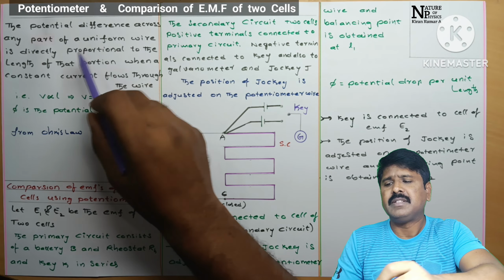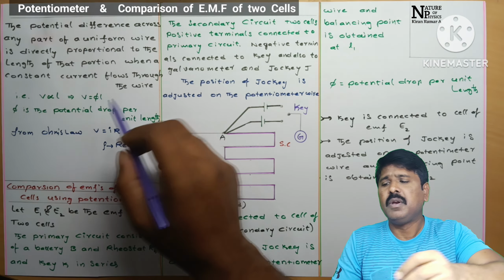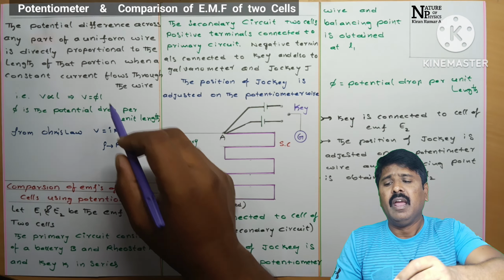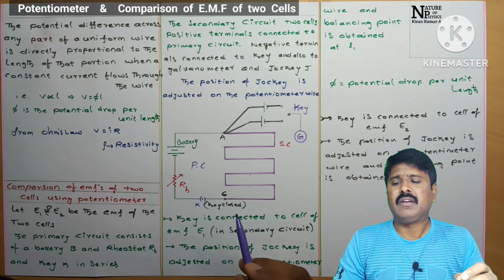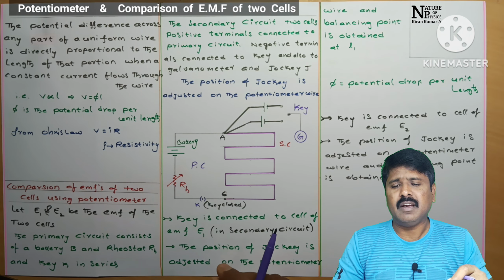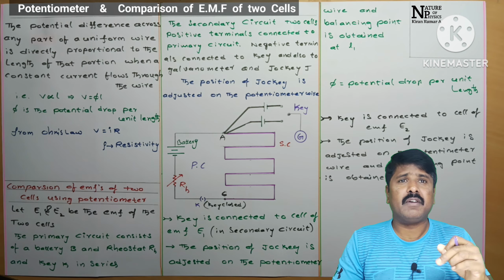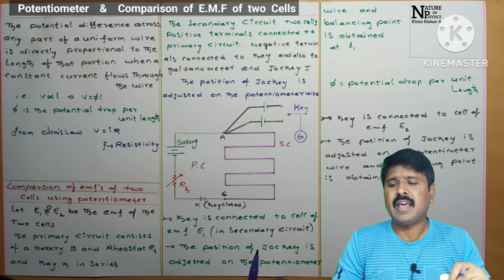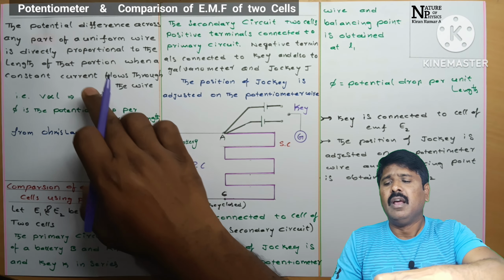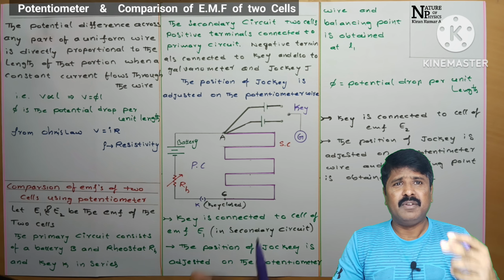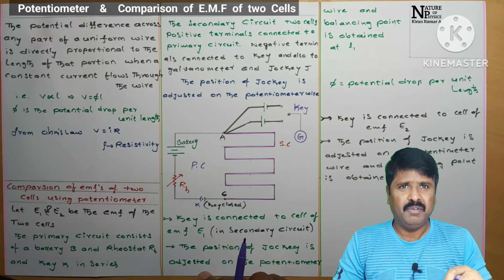The potential difference across any part of the uniform wire is directly proportional to the length of that portion when constant current is flowing in the wire. Students, what are the conditions? The potential difference across any part of the uniform wire is directly proportional to the length of that portion, and the condition is uniform current passing through that wire.